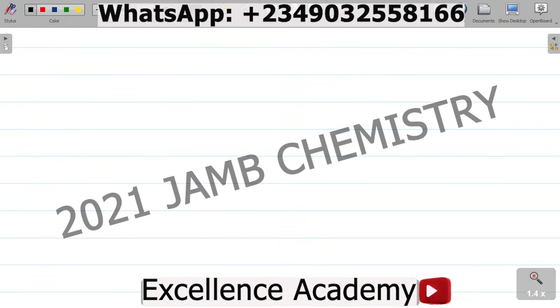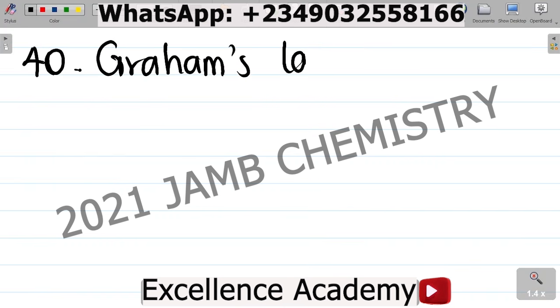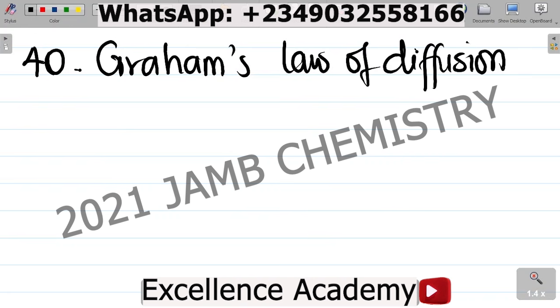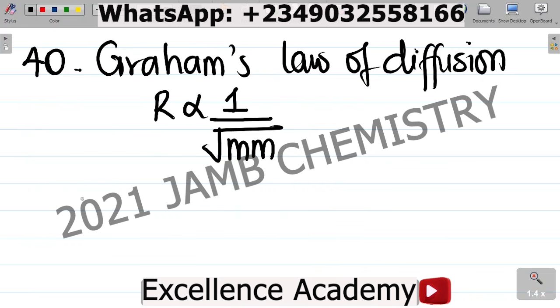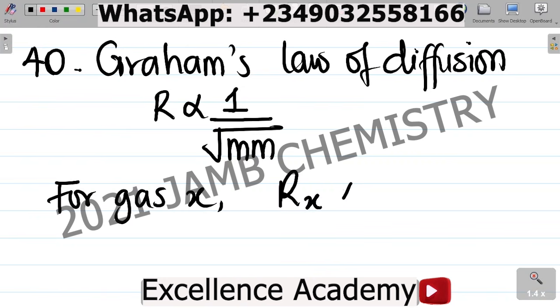To solve question 40, I'll need an idea of Graham's law of diffusion. From Graham's law of diffusion, the rate of diffusion of a gas is inversely proportional to the square root of its molar mass. Now, for gas X, the rate of diffusion of gas X is inversely proportional to the square root of the molar mass of gas X. So you have this.